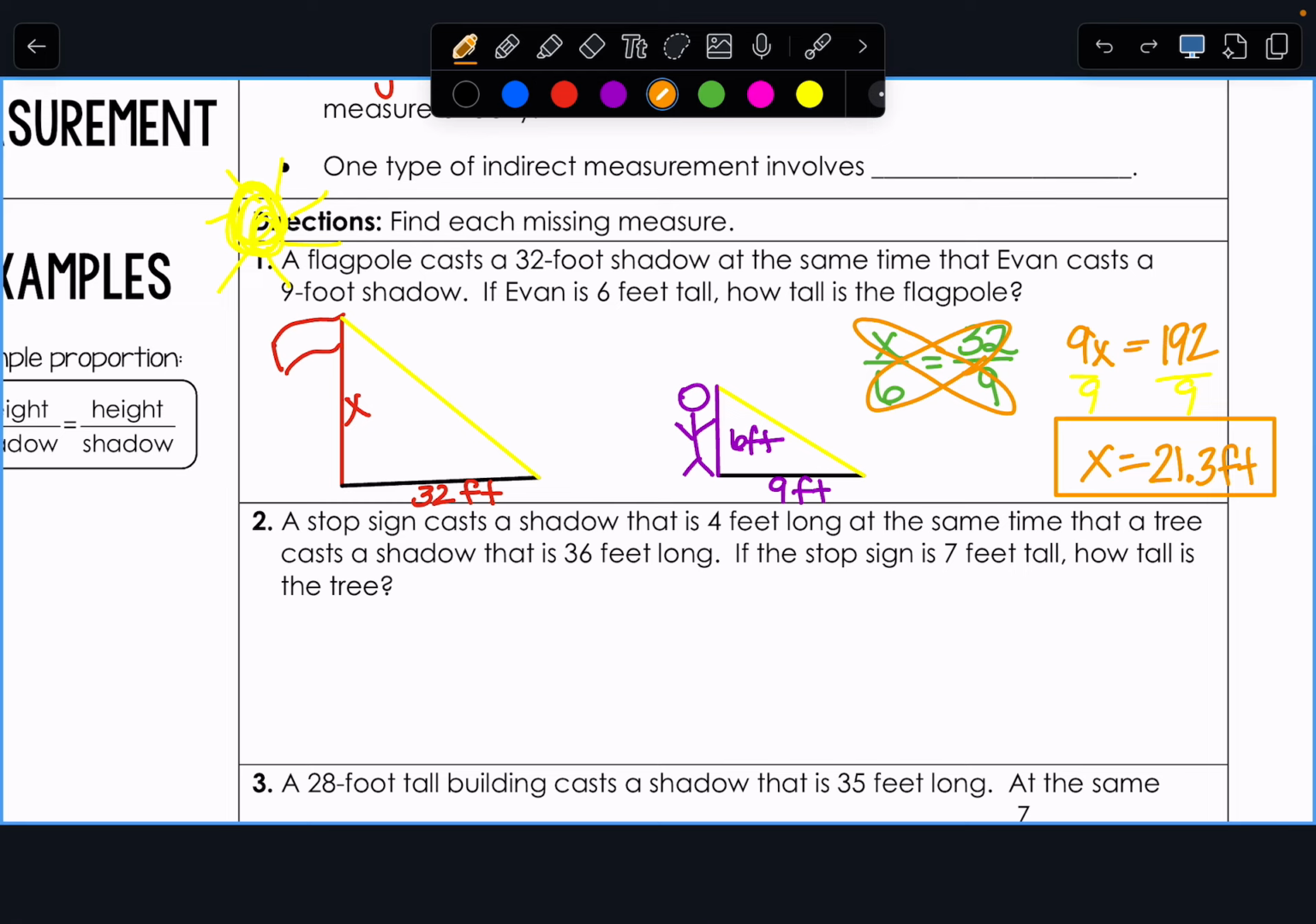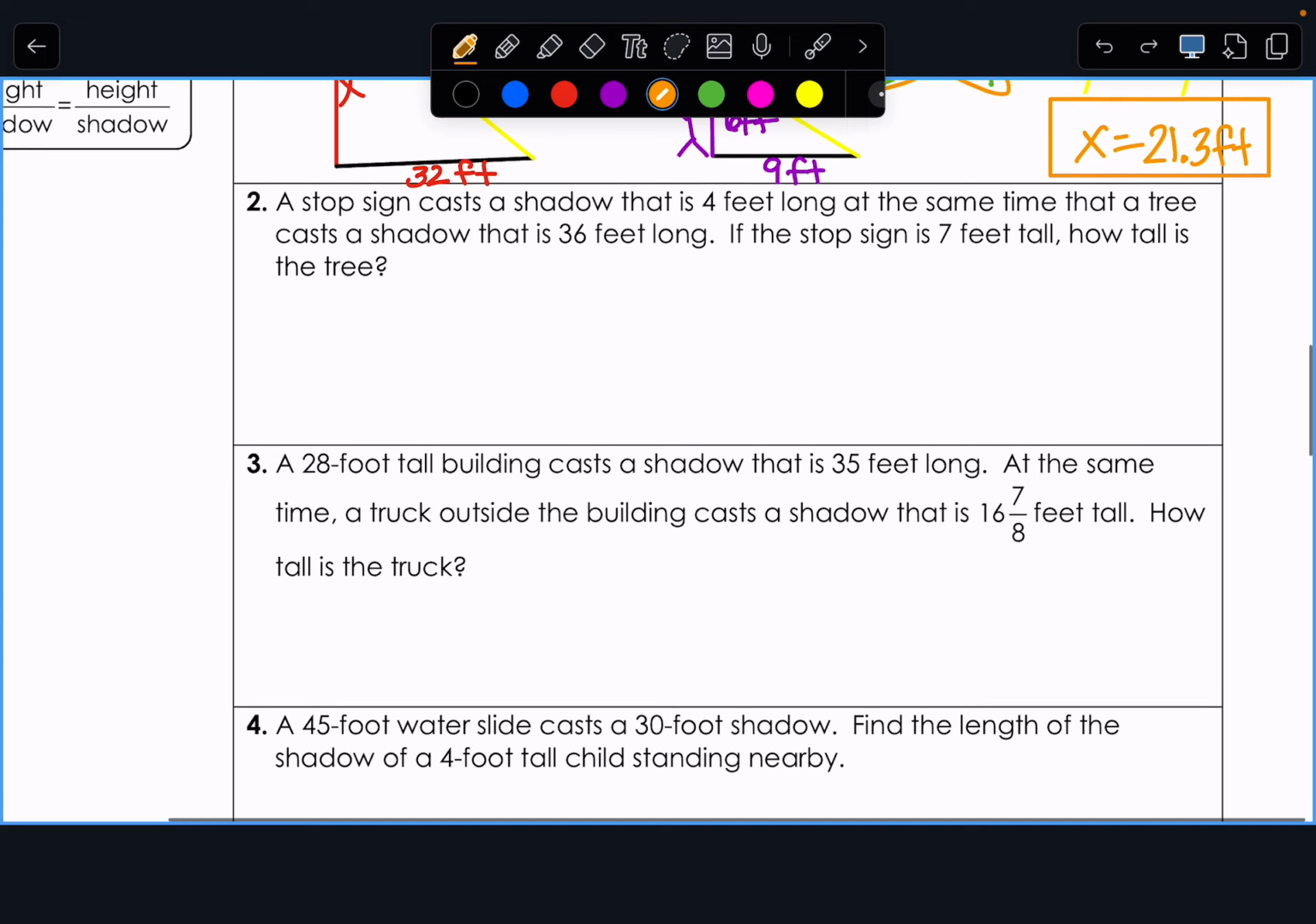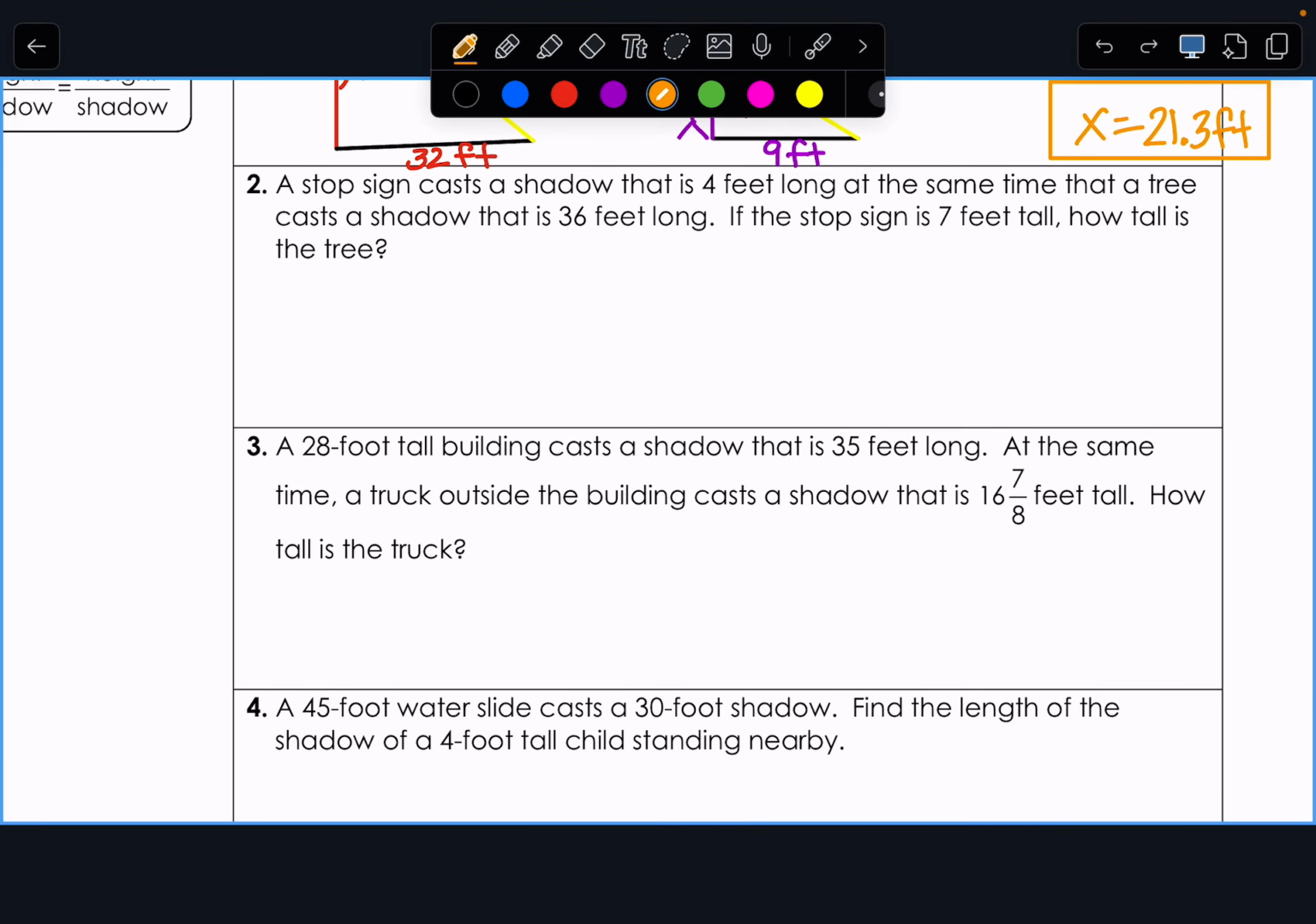Okay? So what I want you to do right now, I want you to take number 2, and I just want you to draw the pictures. So the 2 triangles, where does 4, 36, 7 go, and what's the missing value? Label the fourth X, okay? But I want you to draw the 2 pictures and label the numbers, okay?